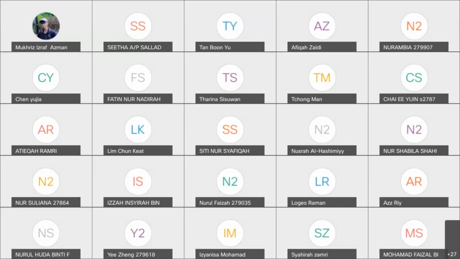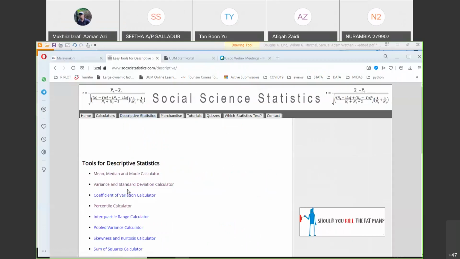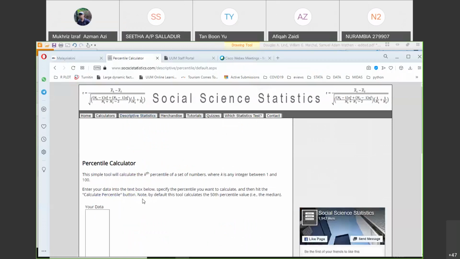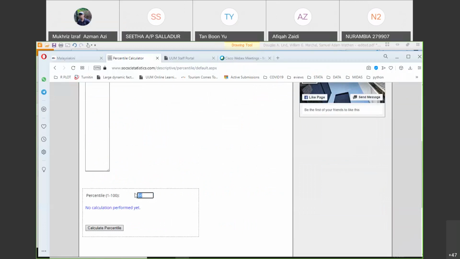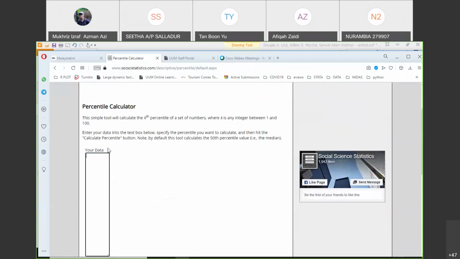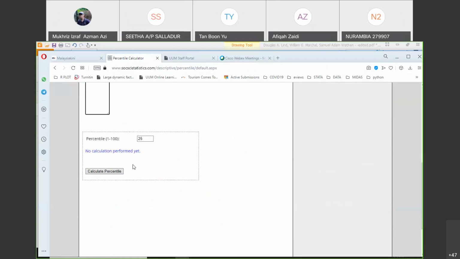Sita, you can stop sharing. If you look at this calculator here, you also have this percentile calculator, whereby you can calculate the 50th percentile, or the 75th percentile, or the 25th percentile. That can also be done in the percentile calculator. So this is what we will do in the next class.